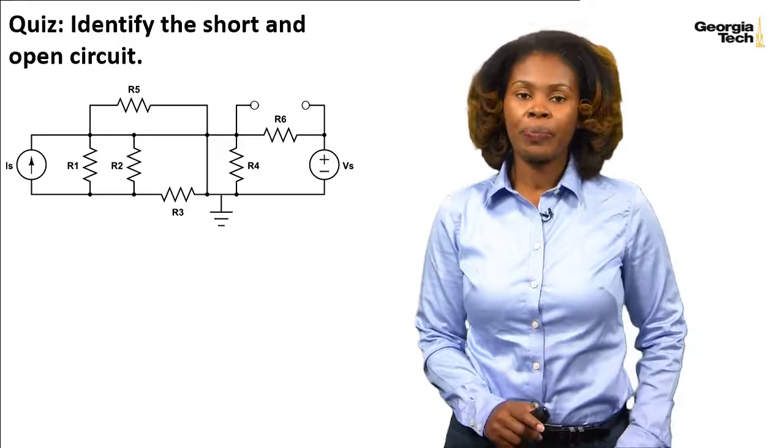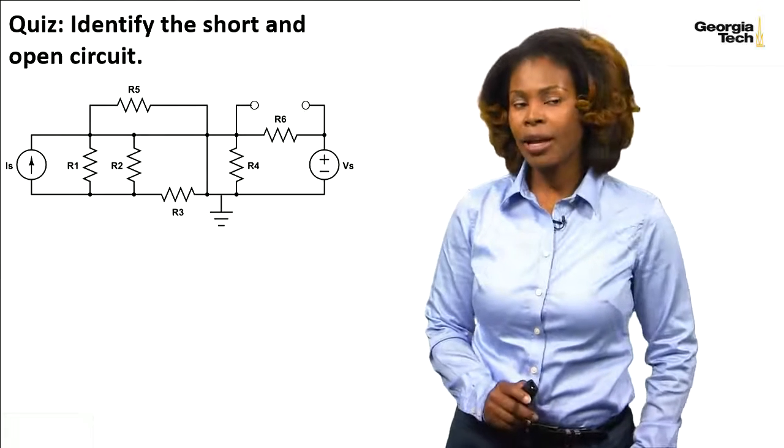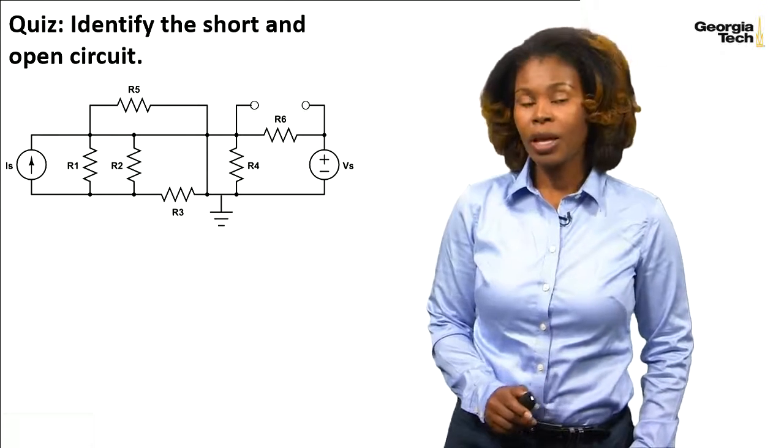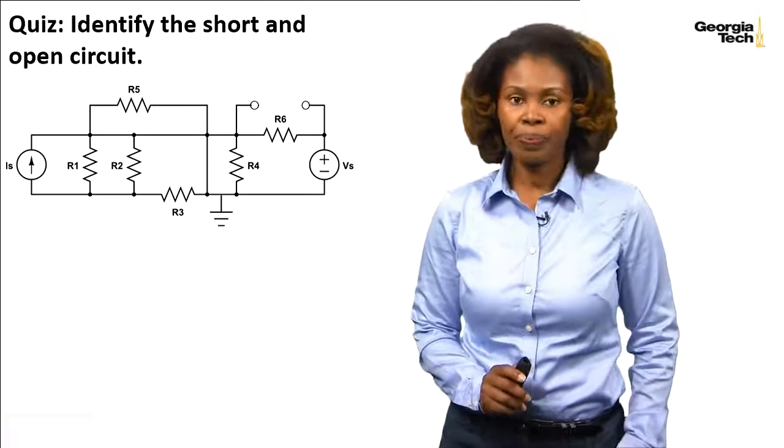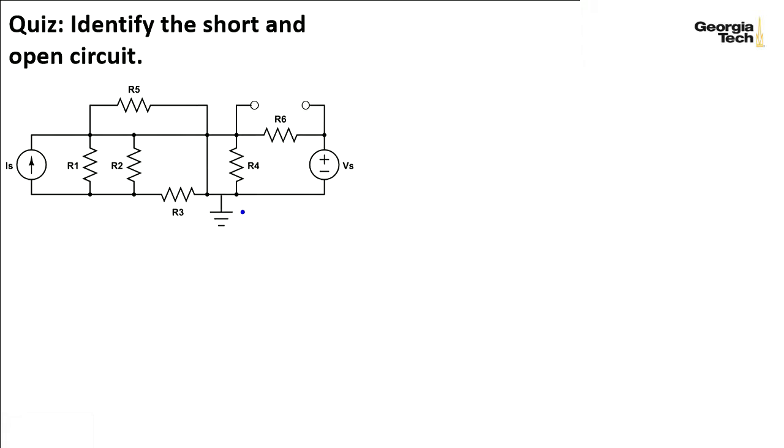So now take a moment and look at this circuit to identify the short and the open. Circle them, and then we'll work them together and identify the short and the open. Remember that a short has the same starting node and ending node as another circuit element. So let's look at the starting node for resistor R4 and the ending node for resistor R4. Notice that this line has the same start and end node as R4.